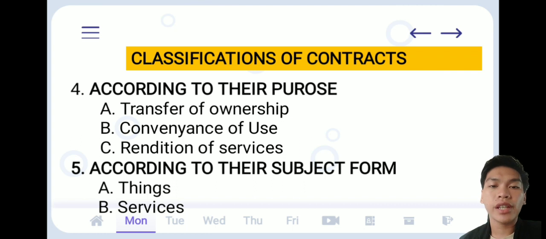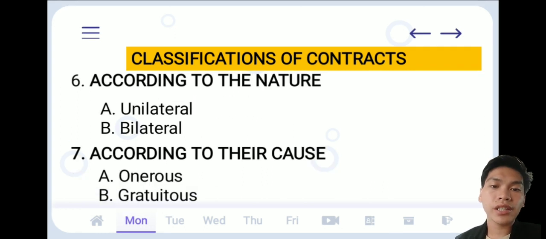So according to subject matter, contracts can be classified based on what they deal with, such as contracts for goods, services, real estate. And according to the nature, contracts can be categorized based on their inherent nature, such as contracts of adhesion, where one party dictates terms, or contracts of mutual consent, where parties negotiate terms. So according to their cause, contracts can be classified based on their underlying reason or purpose, such as contracts based on sale, gift, or lease.